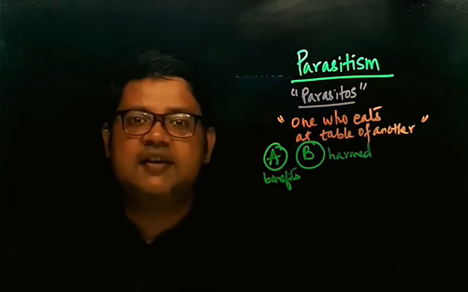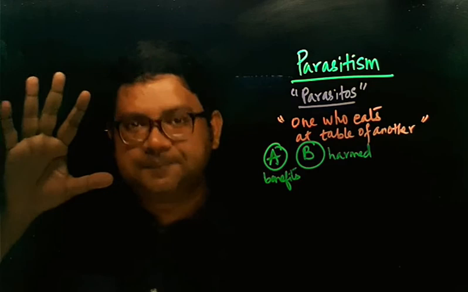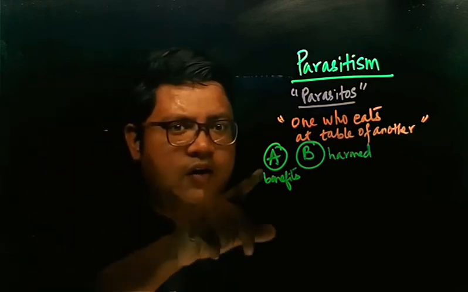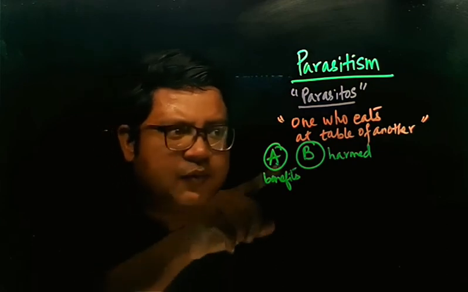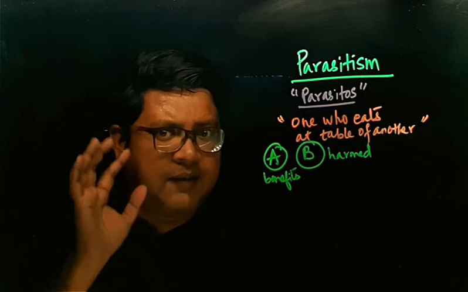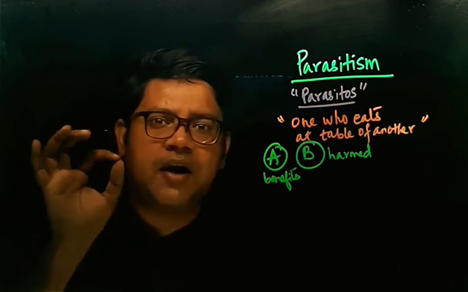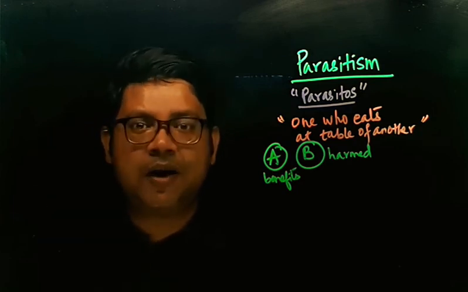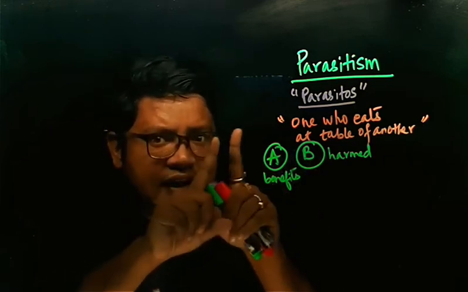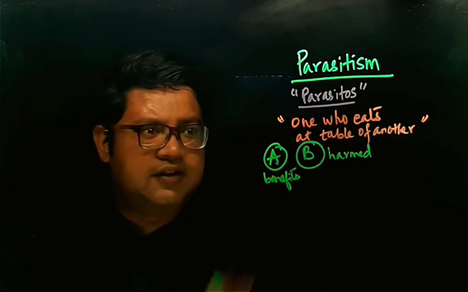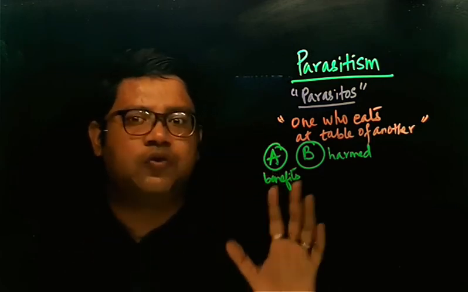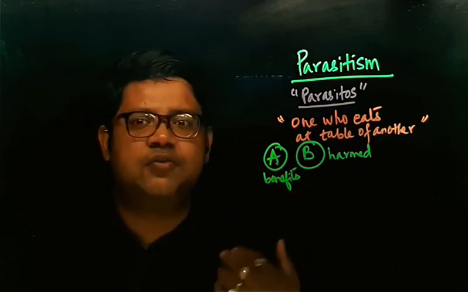Parasitism is a type of interspecific interaction where one of the species is benefited and the other species is harmed. Now, whenever I say parasitism, remember parasitism is a symbiotic association. Symbiotic association means what? The two species are closely associated. That means they remain in close physical association with each other.